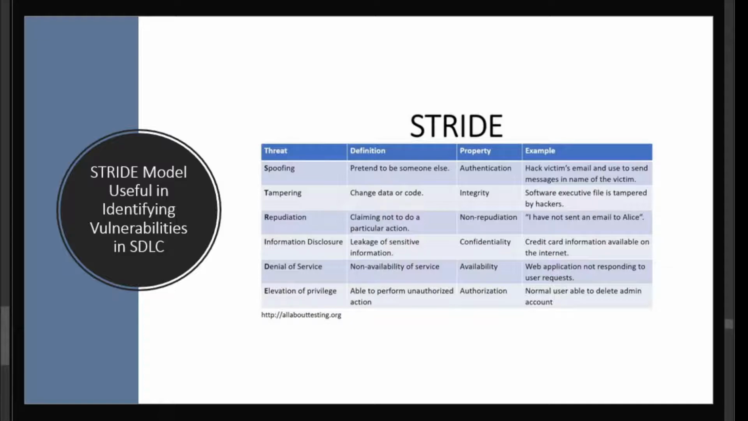Denial of service, non-availability of service. This breaches the availability principle. An example would be a web application not responding to user requests. And then elevation of privilege, which is being able to perform an unauthorized action. The property breached is authorization. An example would be a normal user able to delete admin accounts. So let's go over those once again. The STRIDE model: spoofing, tampering, repudiation, information disclosure, denial of service, and elevation of privilege.